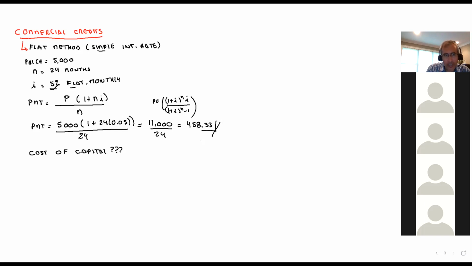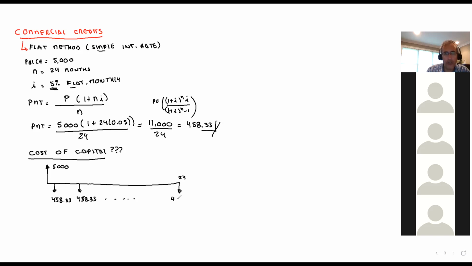Indeed, I am paying 5%. How do you do that? Remember, for the cost of capital, guys, what we do is simply build a cash flow. I have 5,000 here, and then I will have 24 payments, all of them the same, of 458.33. Next month, 458.33, and so on, 24 payments. So what is your cost of capital, guys?